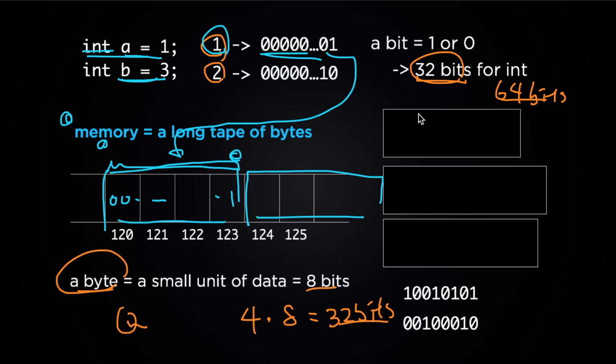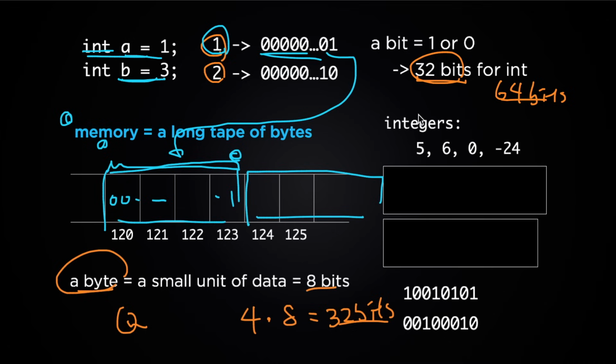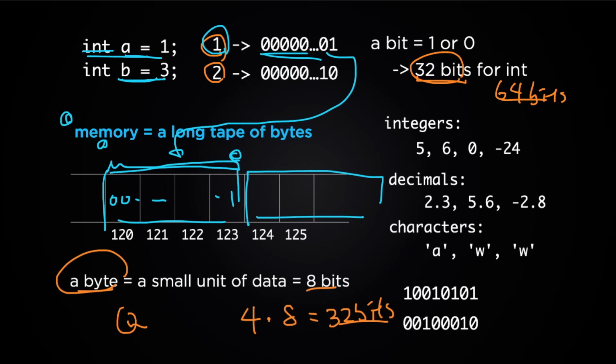So that's how integers are stored in memory, but actually the idea is going to be the same for things like decimals or characters. You might need a different number of bytes to store each different type of data, 2.3 or A or whatever, but the idea of using consecutive bytes to store each piece of data is exactly the same. Anyway, what if you wanted to store an array of integers instead of single integers?